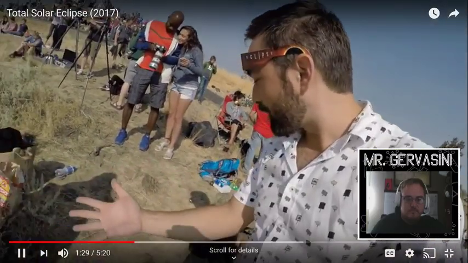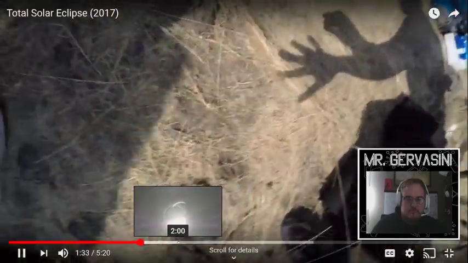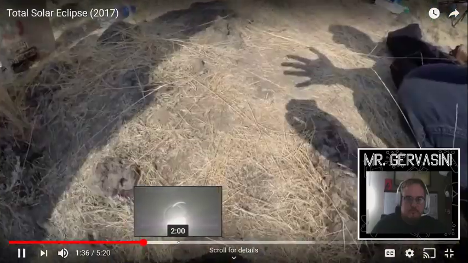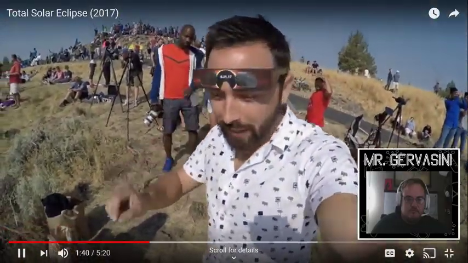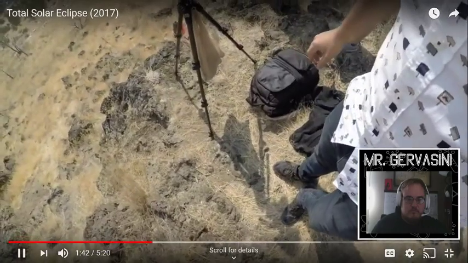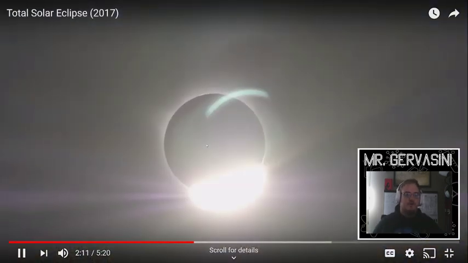Now that the sun is about 90% covered, I'm seeing much sharper shadows. Normally shadows are a little bit fuzzy because the light from the sun is coming from a whole bunch of locations, but now because it's coming from basically one little sliver of the sun, the shadows are getting very, very sharp. So I just want to get to totality because there's really no other way we can see it together.